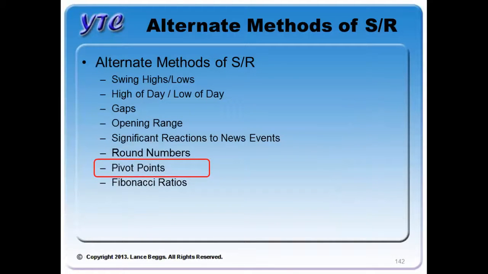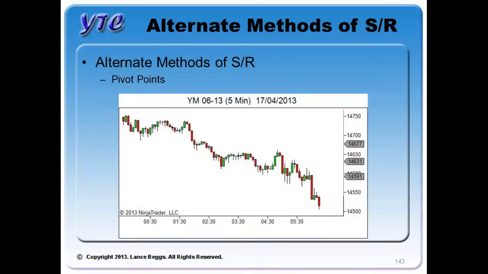So we now move on to mathematical methods of defining potential support or resistance. The first of two common methods we'll discuss is pivot points. In this example, we'll use the E-mini Dow 5-minute chart from the 16th of April 2013. This day has now closed, and so we'll take note of three key figures: the high of the day, which occurred at 14,753, the low of the day, which occurred at 14,505, and the close at 14,515.